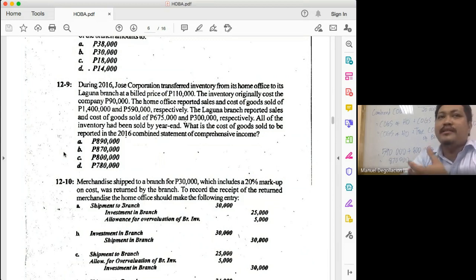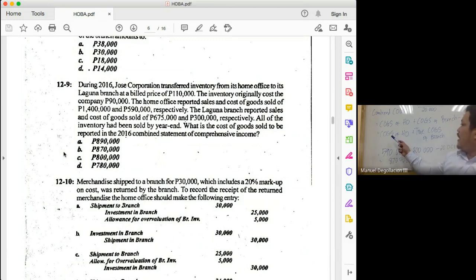But why are they the same? Will they always be the same? The answer is no. Why are they the same in this problem? We do not have any beginning and ending inventory. If you will be asked, how much is the true cost of goods sold of the branch? What will be our answer? It would be 300 minus 20. So the true cost of goods sold of the branch would be 280,000.